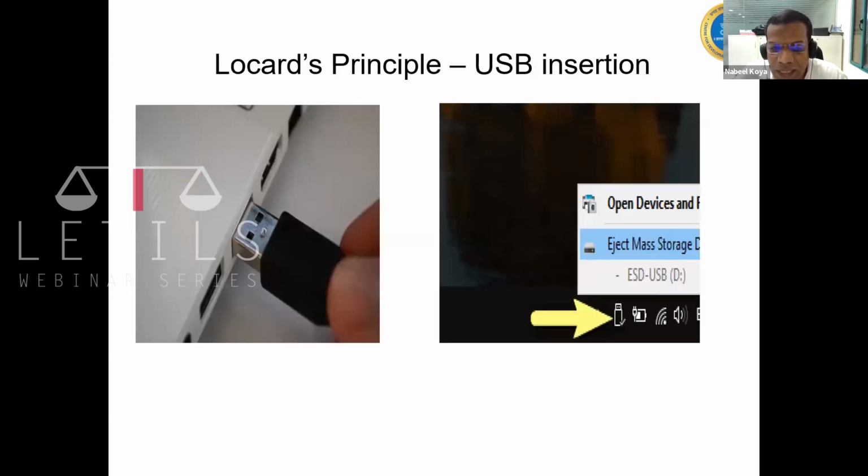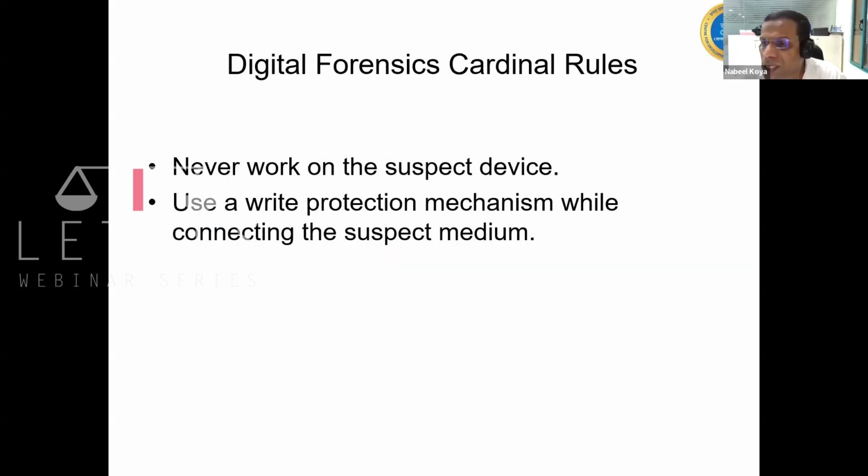The reason being the same factor which was shown here. Whenever you do something, like putting a pen drive into a computer, suppose the pen drive was a suspect device, there was some data transfer happening between the computer and the pen drive. That means there was some tampering happening on the device. So that's the reason why you should never work on the suspect device, and use a write protection mechanism while connecting the suspect media.